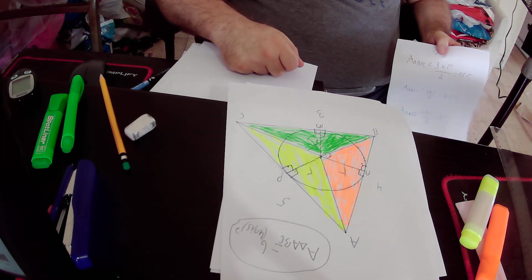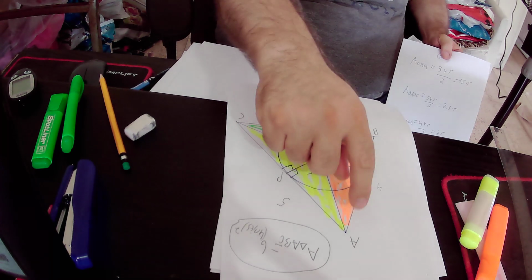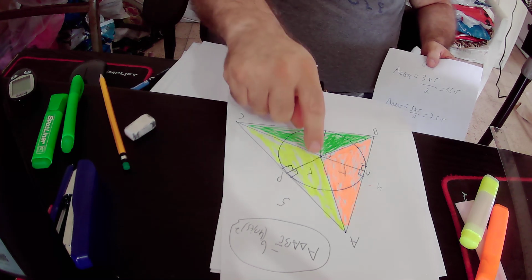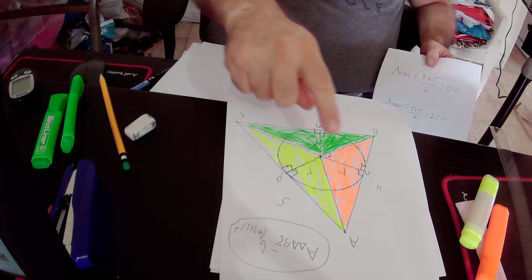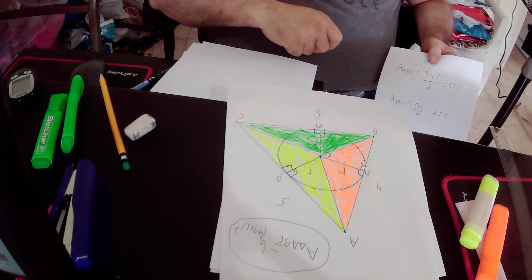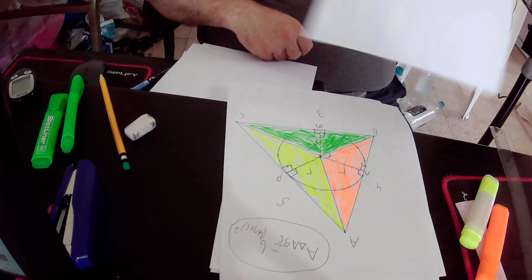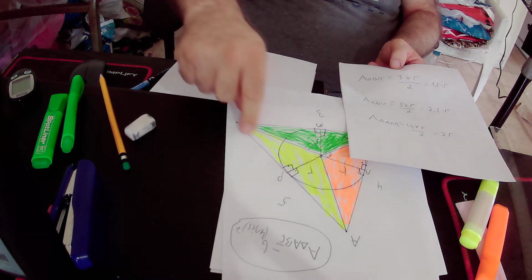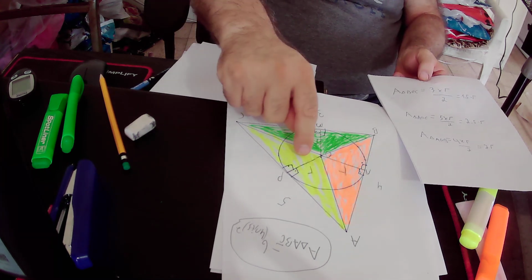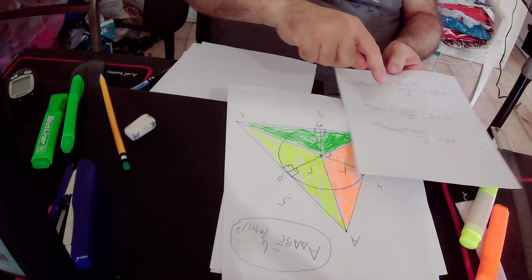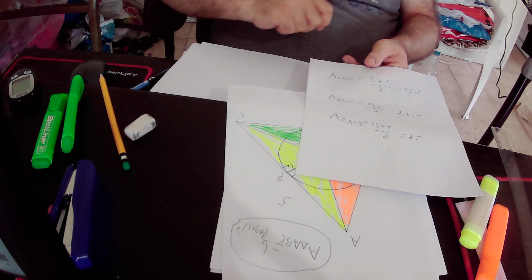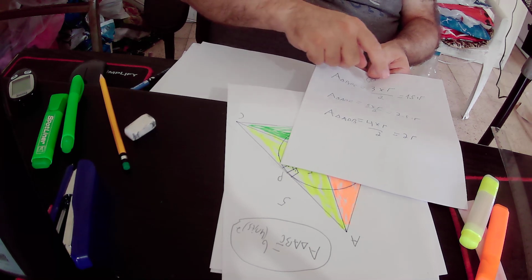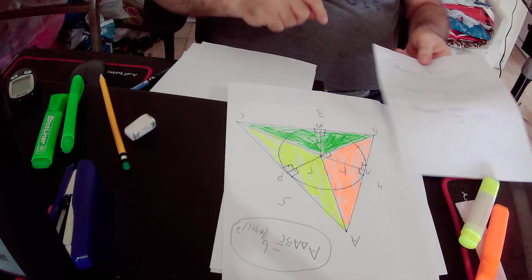Okay, then we connected points O and A together by a straight line, and we created the yellow triangle. Triangle AOC is the yellow triangle, and the area of the yellow triangle equals the base of the triangle, that is 5 units, times the height to the base, that is the radius of this circle, all divided by 2. Or the area of the yellow triangle equals 2.5 times the radius.